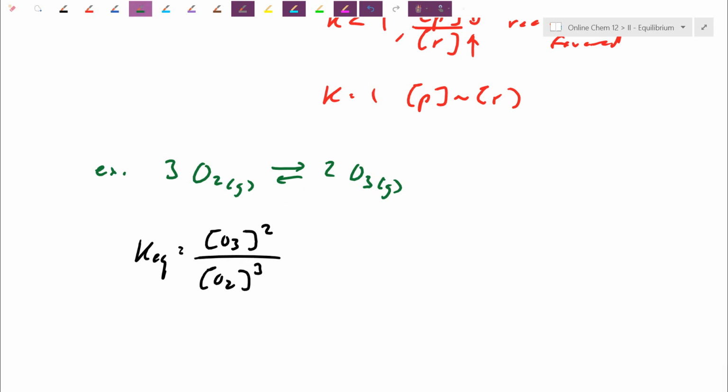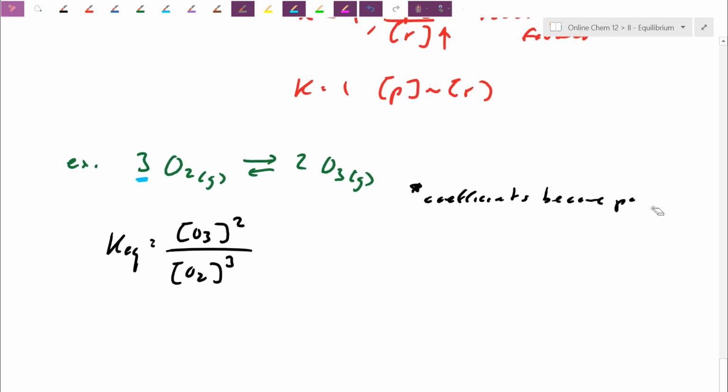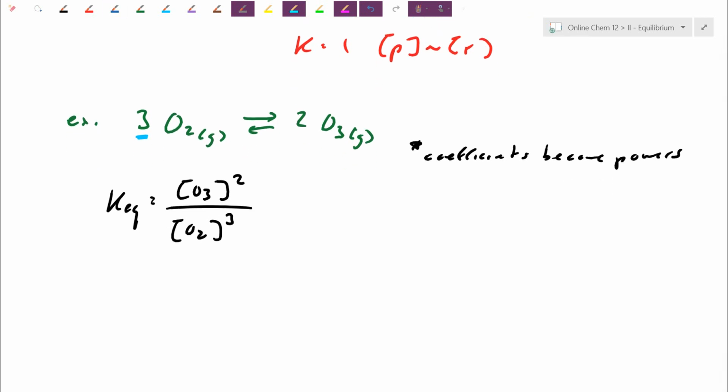Sometimes for a multiple choice question, they try to sneak in a 3 there to confuse you, like a 3 oxygen. In general, there should never be a number inside that square bracket. You can make a note to yourself here: the coefficients become powers. And if I have many different chemicals here, everything just multiplies. So coefficients become powers.